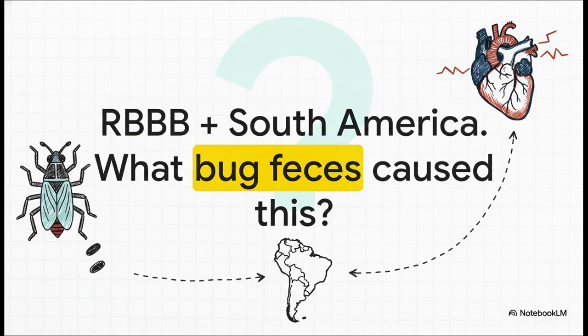Wow, we have covered a tremendous amount of ground today, so I'm leaving you with this final thought. Basically a classic mock board setup. A patient presents with a right bundle branch block and a history of South American travel. What bug's feces cause this? Think about the vector, think about the pathophysiology we discussed.